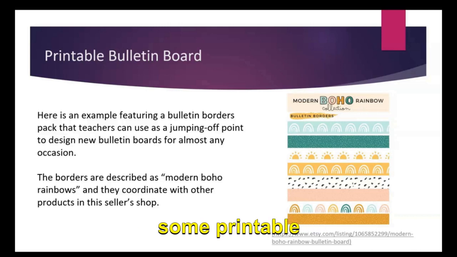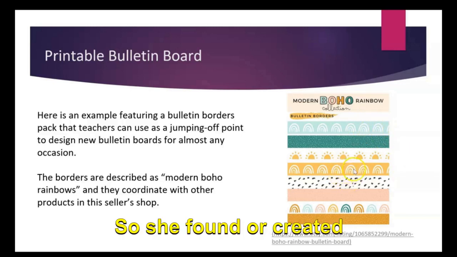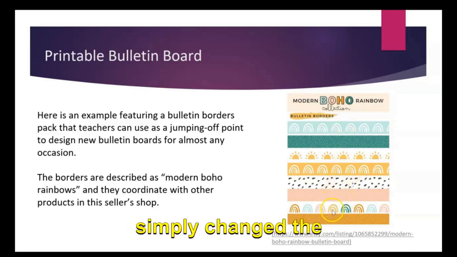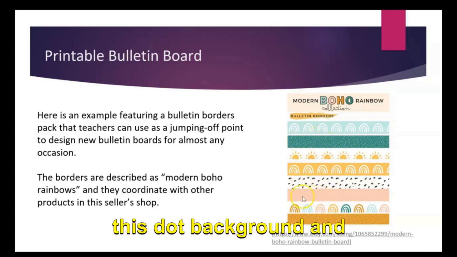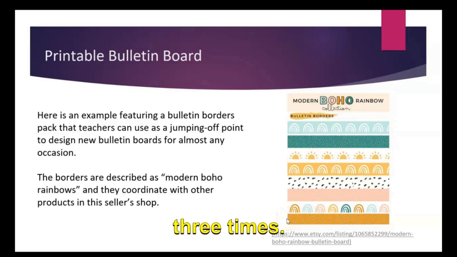So here is an example of some printable bulletin board borders. As you can see, they're very simple. This does not take a graphic designer to make something like this. And it's also something that you can make pretty quickly. So she found or created this little rainbow graphic, and then she simply changed the colors on it 3 times. She found or created this dot background and then changed the color 3 times. So this isn't something that takes a ton of time, and yet it's a really attractive looking package that pretty much any teacher could choose to use, whether they're a science teacher, a history teacher, an elementary teacher. This package definitely has a lot of potential customers.